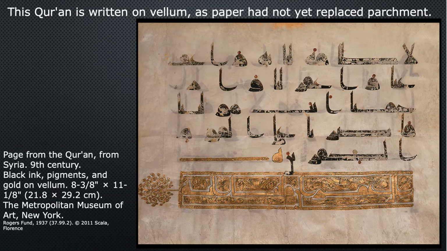So let's look at this one. Here's another one. This Quran is written on vellum, as paper had not yet replaced parchment. Vellum is the animal skin. I showed you one manuscript in Byzantine culture, and it was made on vellum, animal skin that's been scraped and cleaned and stretched and dried, and then it is very fine and thin, but it's also very strong.